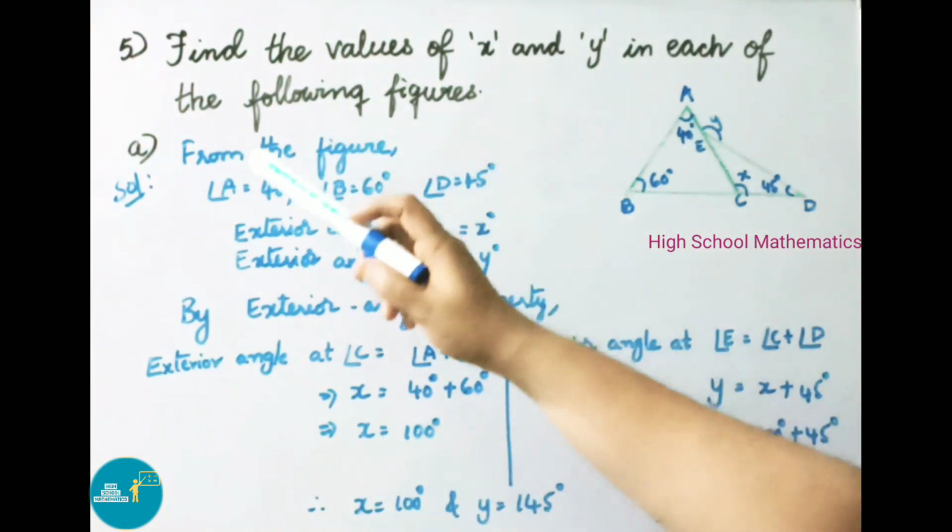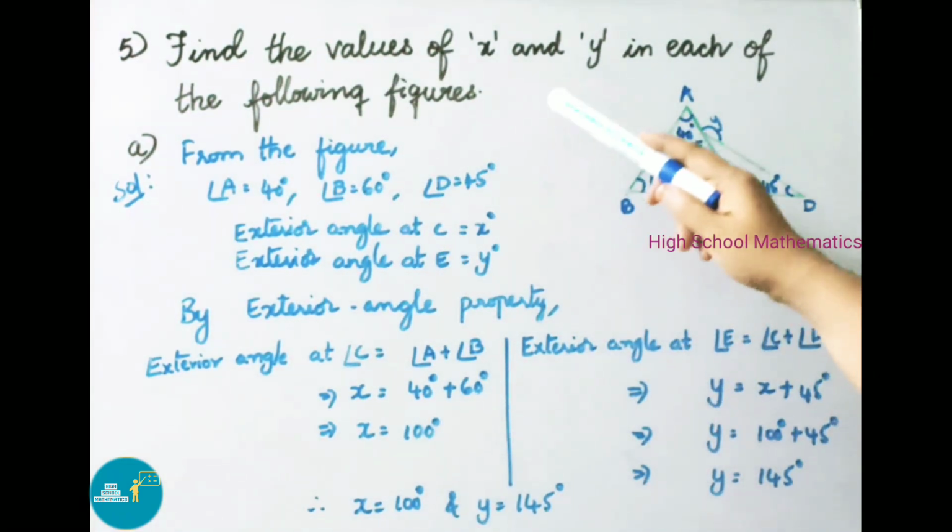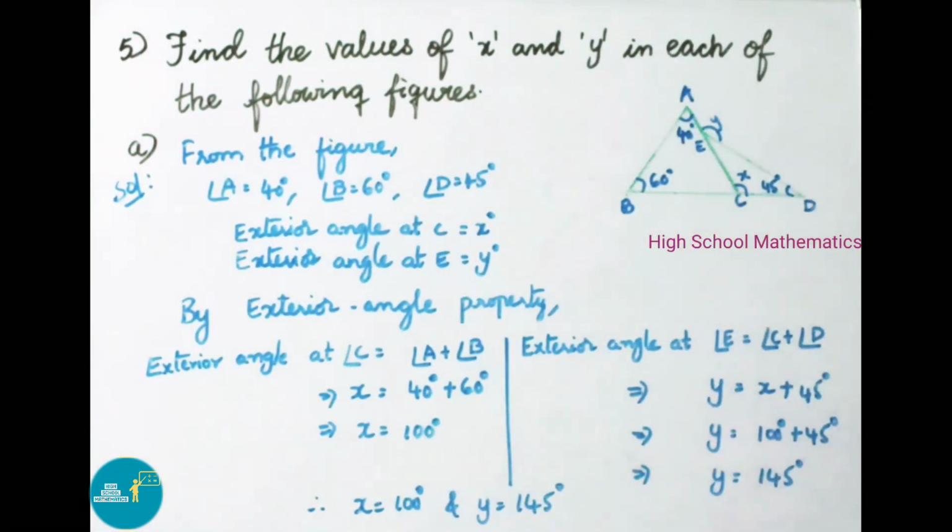See now question number 5. Find the values of x and y in each of the following figures. Observe this figure. Here angle A is equal to 40 degrees, angle B equals 60 degrees, and its exterior angle is at C, that is x. See, there is another triangle, angle D equals 45 degrees, and its exterior angle is at E, that is y.